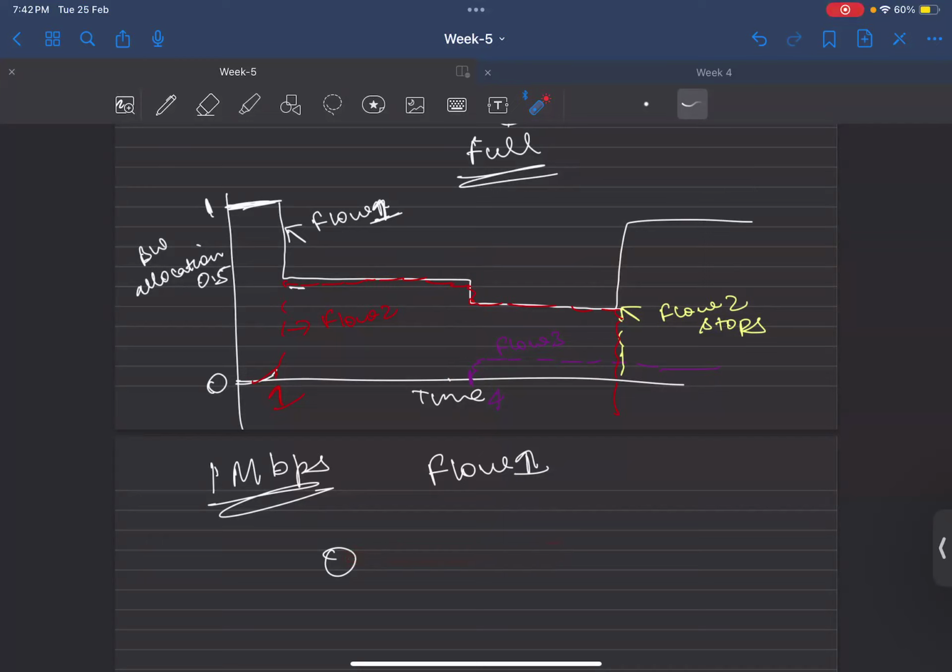There was only one flow. So the whole 1 Mbps was the total bandwidth allocated to that one flow only. There was only one path, so the whole bandwidth was basically given to this path. Now there were two paths.